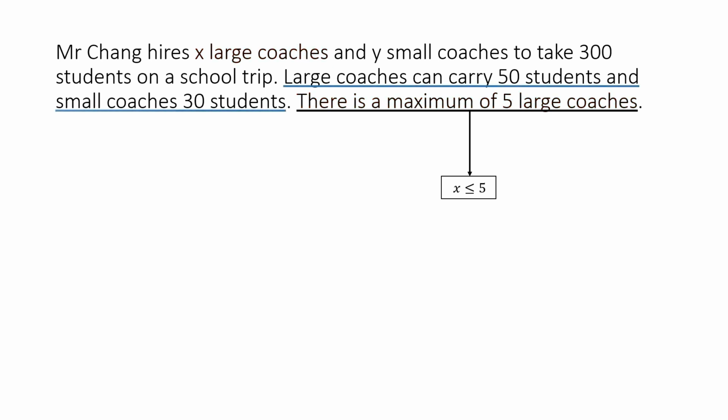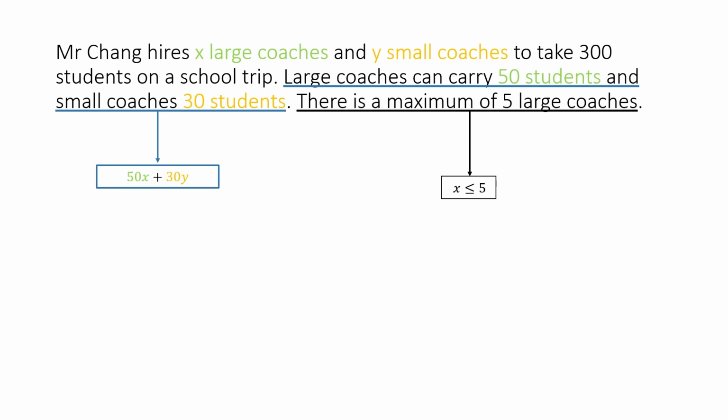Then we're going to look at the phrase that says large coaches can carry 50 students and small coaches 30 students. So we know that large coaches can carry 50 students, so we can write this down as 50x, and then small coaches 30 students, so we can write down this as 30y. And then we can say that it is greater or equal to the 300 students, as there are some cases that the coaches can carry more than 300 students. And we can simplify this inequality by dividing by 10 on both sides, giving 5x plus 3y is greater or equal to 30.